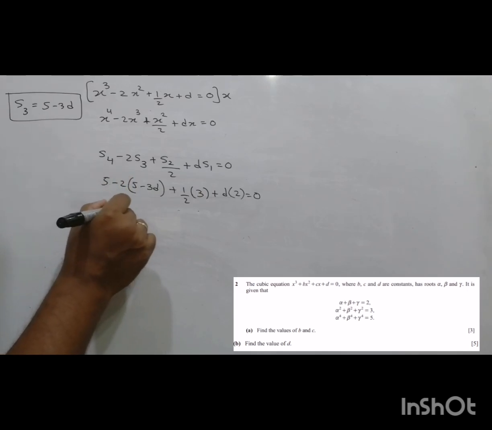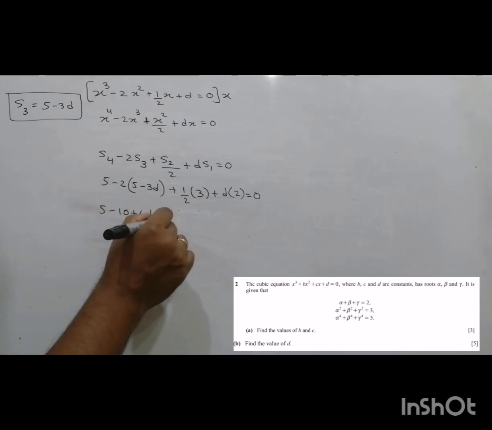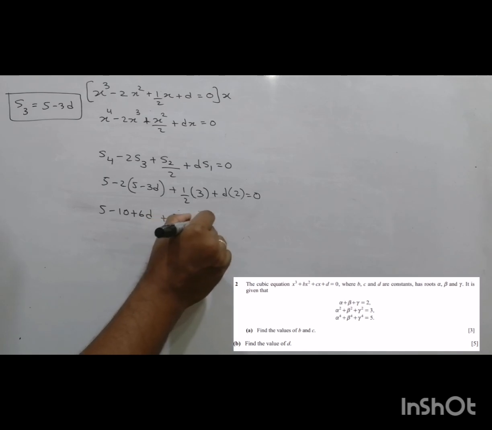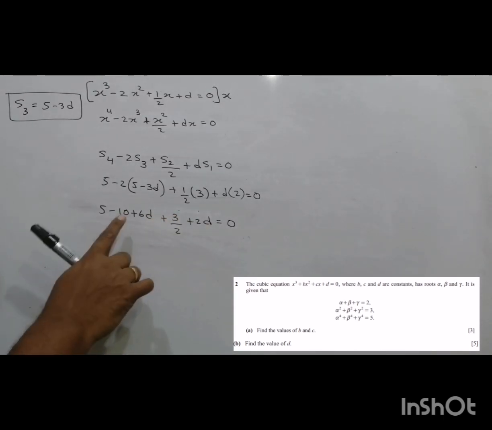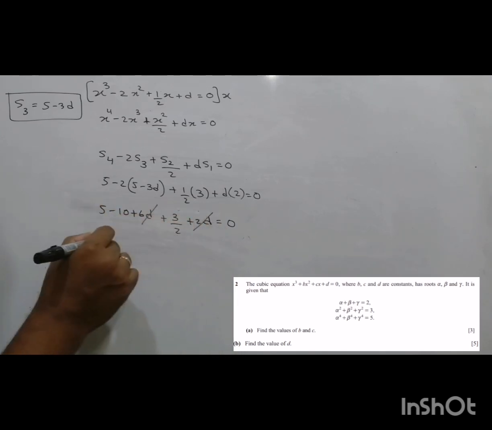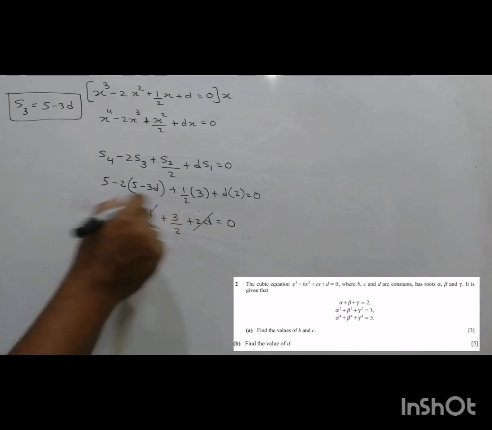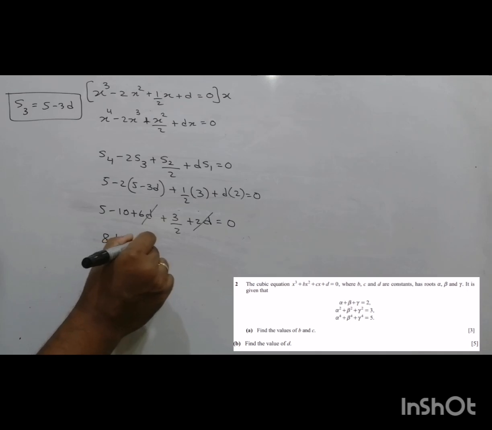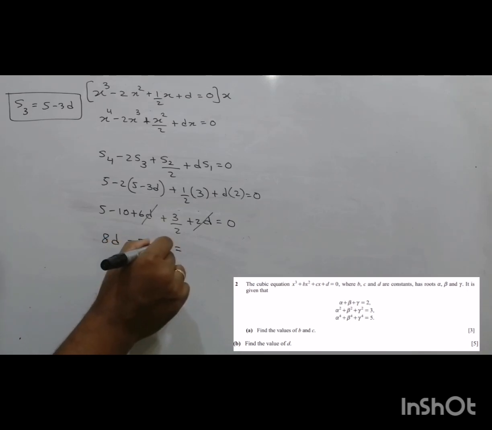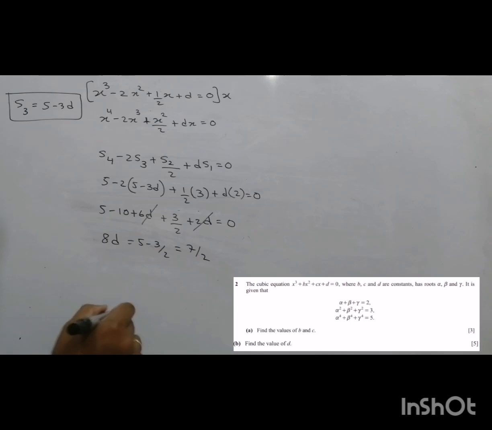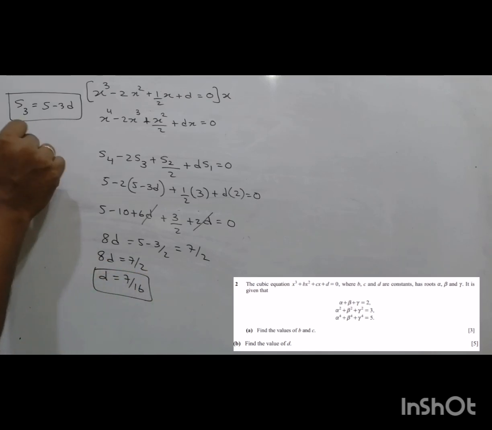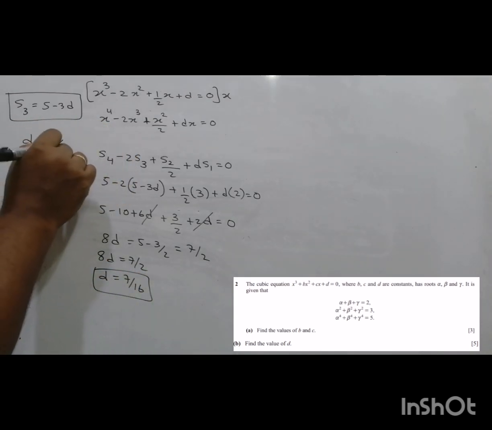So we have 5 minus 10 plus 6D plus 3 over 2 plus 2D is 0. So 5 minus 10 is minus 5, and 6D plus 2D is 8D. When we take this to the other side, we get 10 minus 5 is 5, 5 minus 3 over 2 comes to 7 over 2. So 8D is 7 over 2, meaning D is 7 over 16. The final answer for the B part is D equals 7 divided by 16.